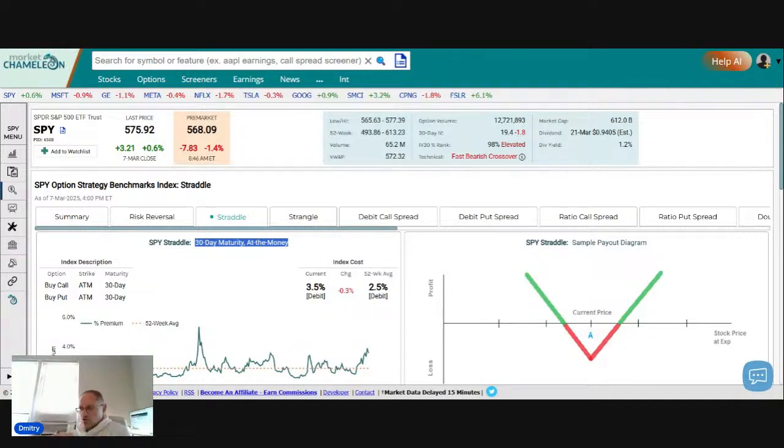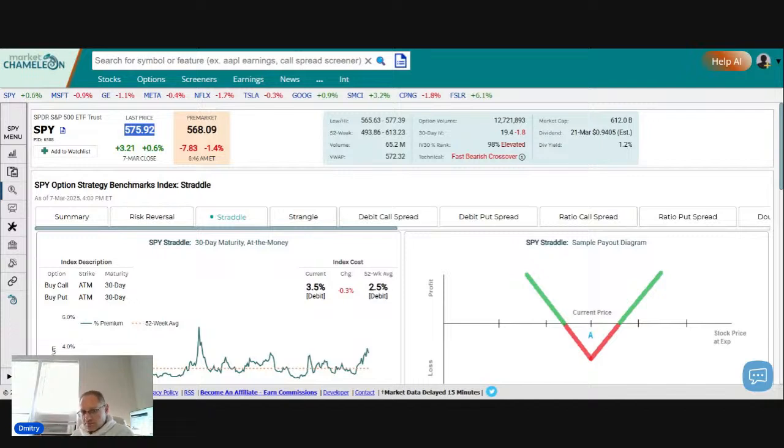So why do we have to create a benchmark? The issue is that you're not going to find an exact strike that equals the stock price at every moment in time. They don't have strike prices exactly $575.92, $575.91, $575.90. The exchanges don't list strikes in those types of increments. Even $576 or $577, you're not going to always find a strike price this way.